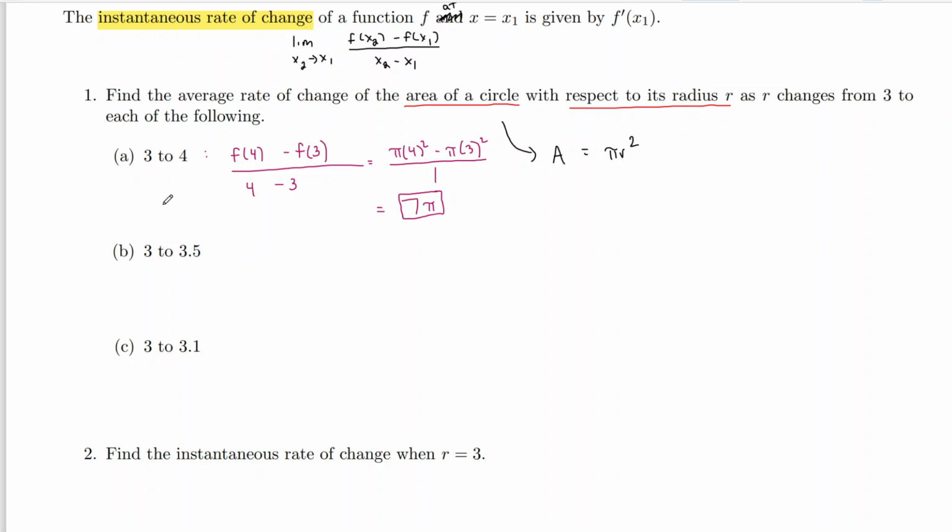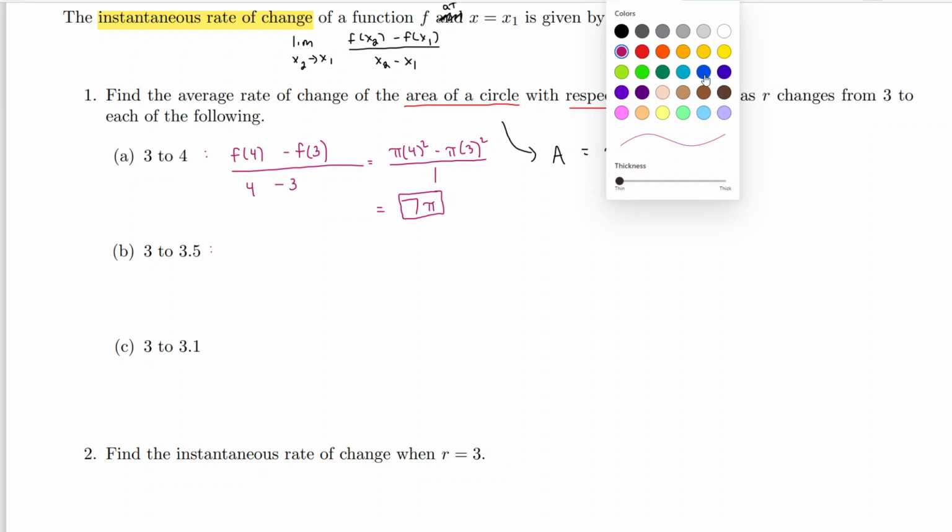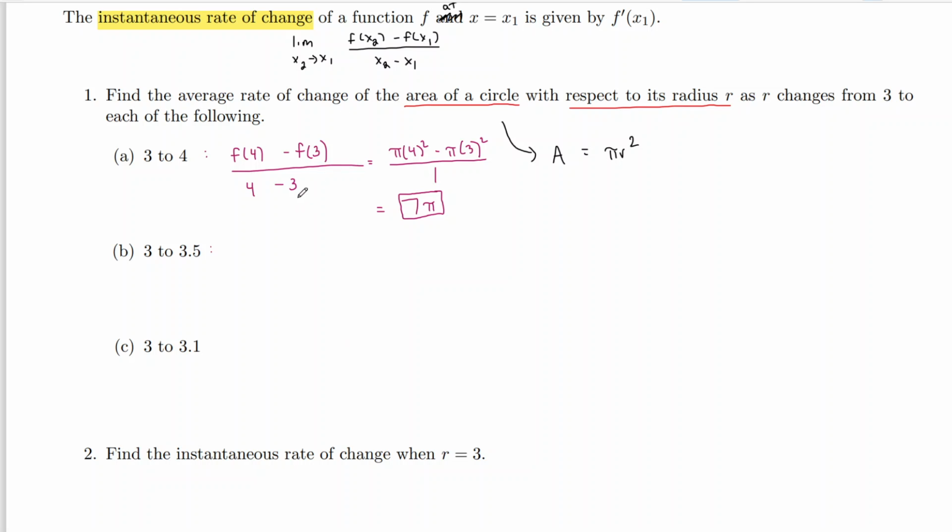Now, the next one, you'll notice the pattern here is kind of just shrinking this second number closer and closer to 3, and the pattern should reveal itself when we actually compute the derivative in part 3. All right, so part B here, we want to do from 3 to 3.5 at the same exact setup, except we're going to plug in 3.5 instead of 4. So I'm just going to start at that point. Pi times 3.5 squared minus pi times 3 squared over 3.5 minus 3. Now on the bottom here, we've got 3.5 minus 3 is 0.5.